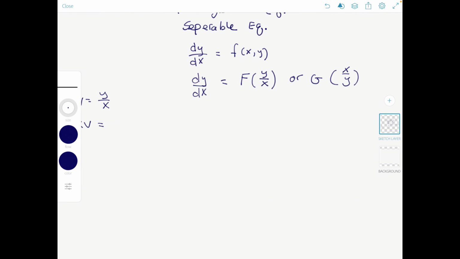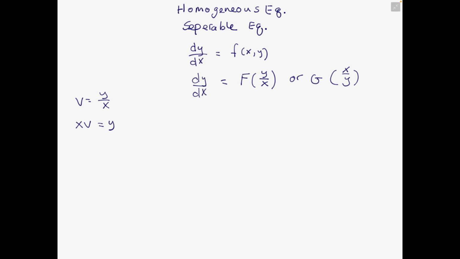Jumping ahead, if we want dy dx, we get dy dx is equal to x dv dx plus v. And so with that, we have x dv dx minus v is equal to f of v.